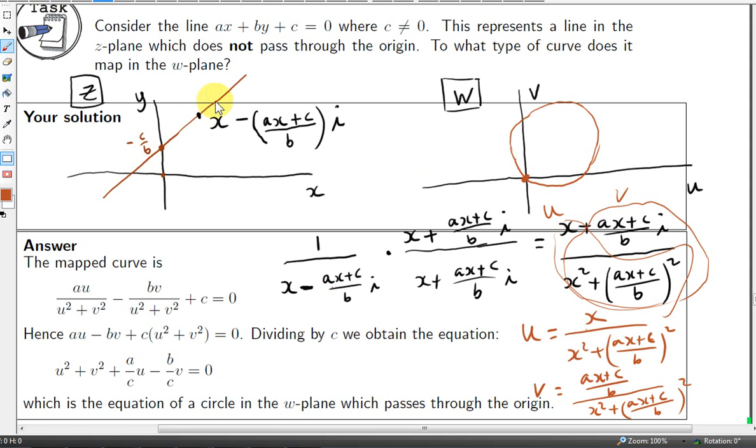So anyway, the image of a line that does not pass through the origin of the z plane is a circle in the w plane that goes through the origin.